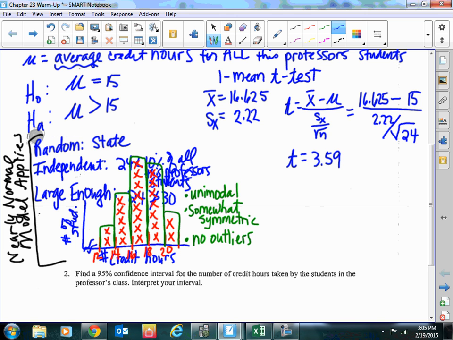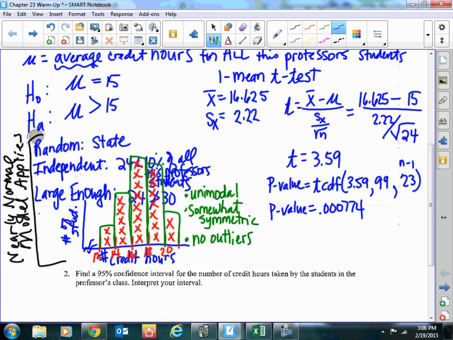To get the p-value, I'm going to use tcdf of 3.59 up to 99, because she thinks it's the upper tail, comma, degrees of freedom, which is n minus 1, so that's 23. When you put that into your calculator, you get a p-value of 0.000774. That is definitely less than alpha of 0.05.